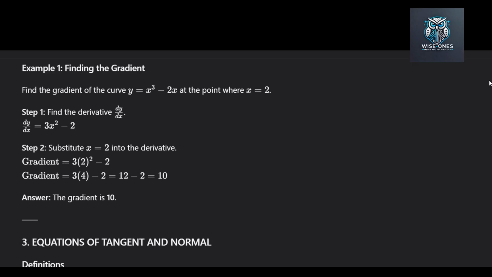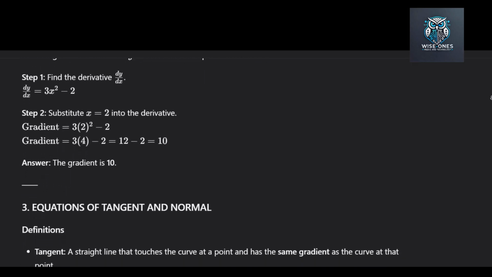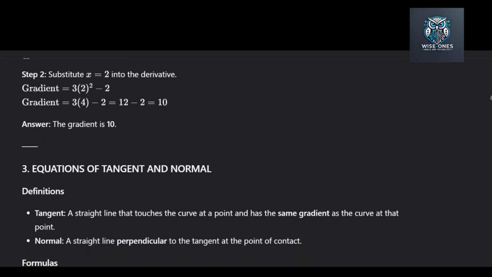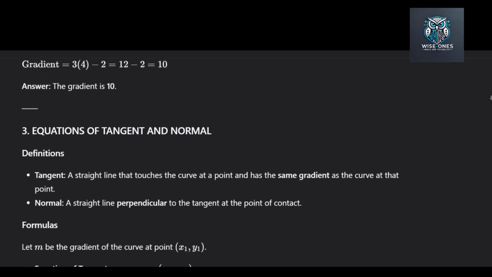Step 2. Substitute x equals 2 into the derivative. We want the gradient at x equals 2. So we put 2 where x is in the derivative. Gradient equals 3 times (2) squared minus 2. 2 squared is 4. 3 times 4 is 12. 12 minus 2 is 10. Answer, the gradient is 10.